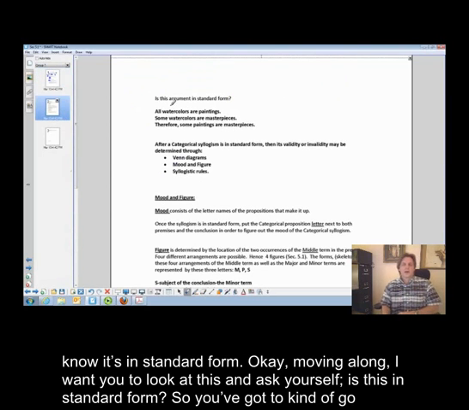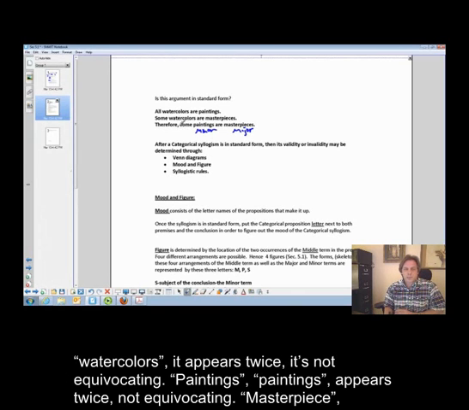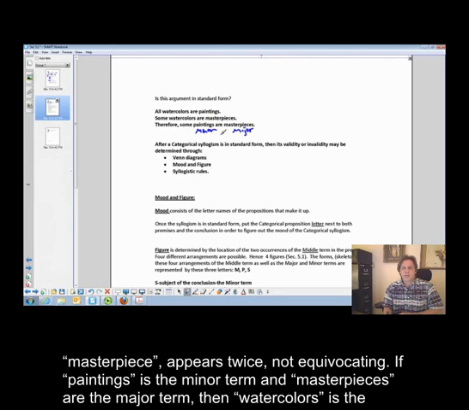Okay, moving along, I want you to look at this and ask yourself, is this in standard form? You've got to go through these rules, and you go, okay, paintings is the minor term. Masterpieces is the major term. So first of all, watercolors appears twice, it's not equivocating. Paintings appears twice, not equivocating. Masterpiece appears twice, not equivocating.